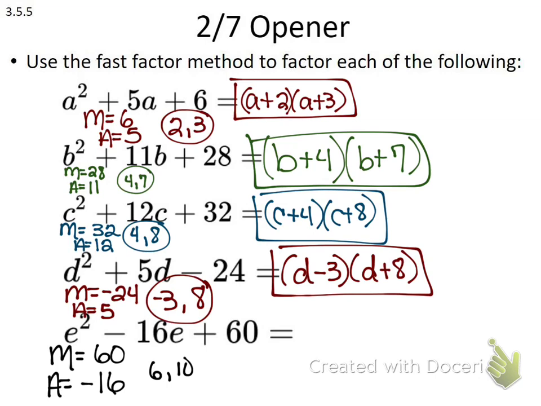Because your M is a small positive number and your A is a negative, both numbers have to be negative. So if we take negative 6 plus negative 10, we'll get negative 16. If we take negative 6 times negative 10, we'll get positive 60. Okay, so how would I write my answer out? E minus 6 times E minus 10.